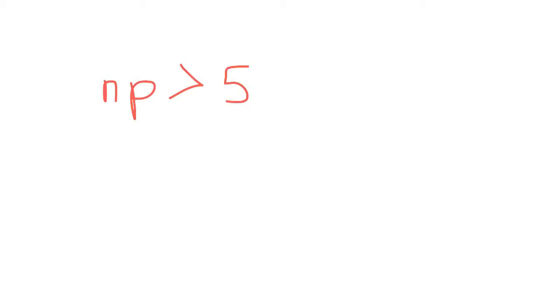The first condition is that the number of trials multiplied by the probability of success gets an answer greater than 5. The second requirement is that the number of trials multiplied by the probability of failure is greater than 5. This just ensures that enough trials were run to provide sufficient data.